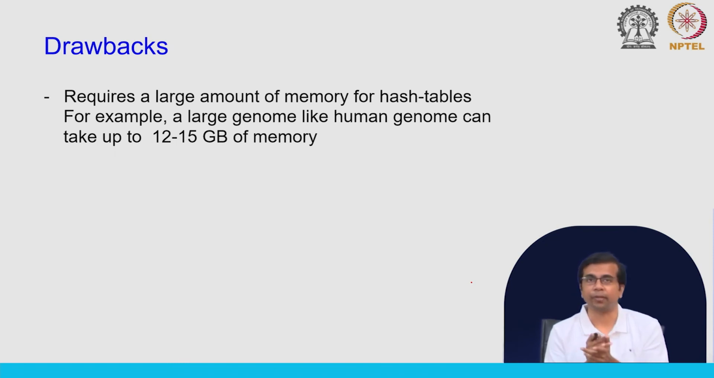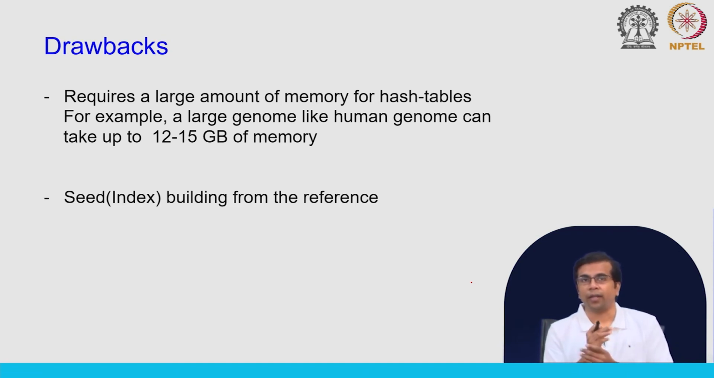For example, if you are working with a large genome like the human genome, it can take up to 12 to 15 GB of memory. So, it means you are not going to run this on your desktop computer. That is a limitation, it prevents accessibility. If you do not have access to, let us say, a workstation with a large amount of memory or a server where you have a lot of memory, you will not be able to run this. So, this requires specialized systems.